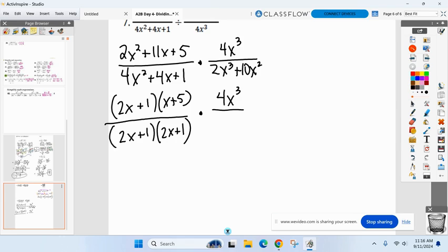When you group that bottom left, we should end up with 2x plus 1 times 2x plus 1. And then we should be taking a GCF out of the bottom right. Taking out a 2x squared. Then we should have x plus 5 here.